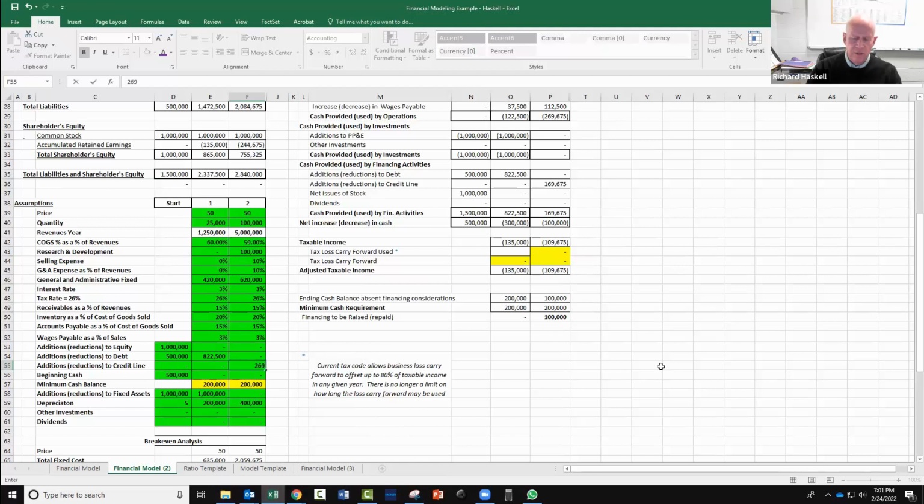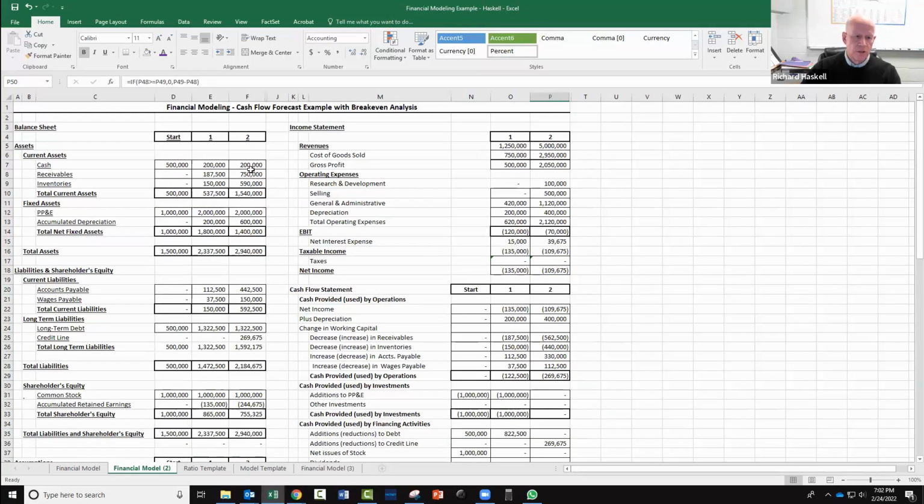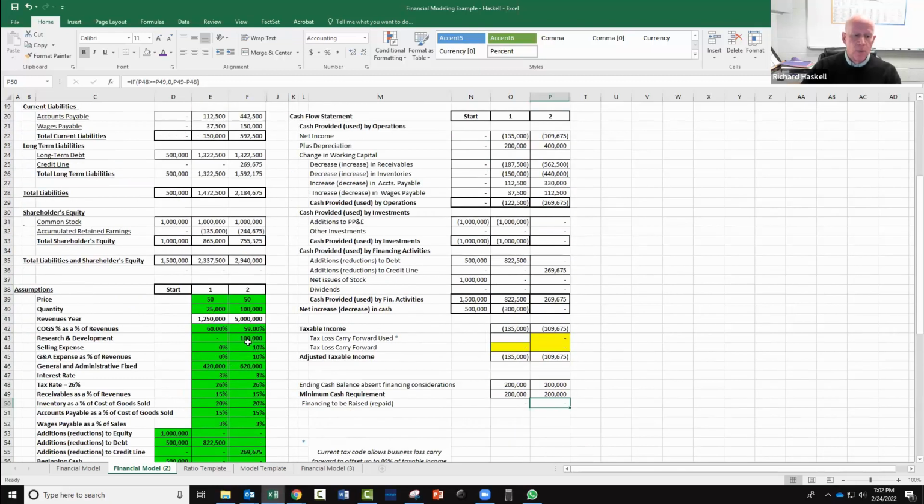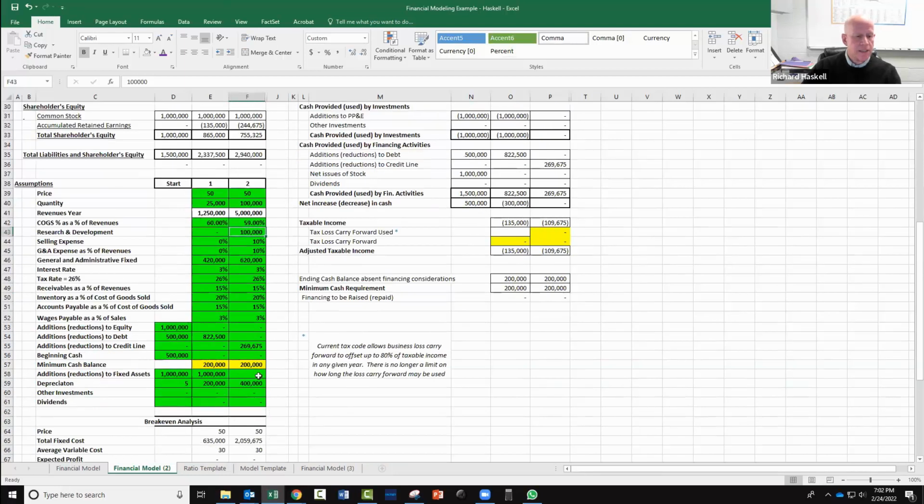So now it's 269,675. And when I've done that, it's gone ahead and reconciled. I no longer have to raise any cash. I've got the $200,000 that I wanted. Yeah, I'm in a lot of debt, but we've invested in R&D.